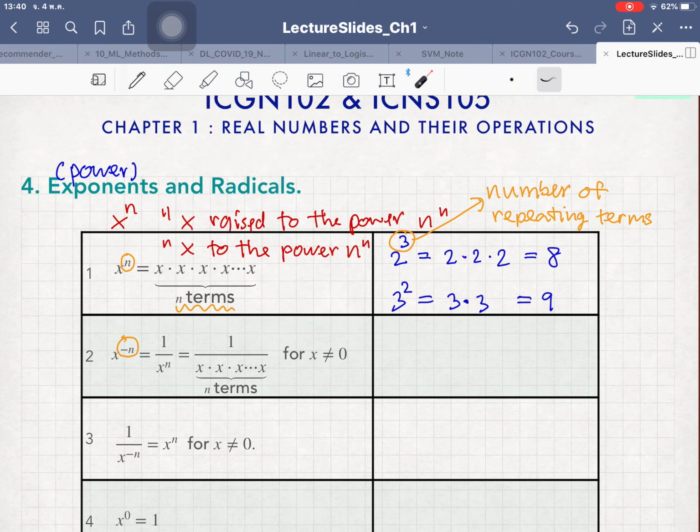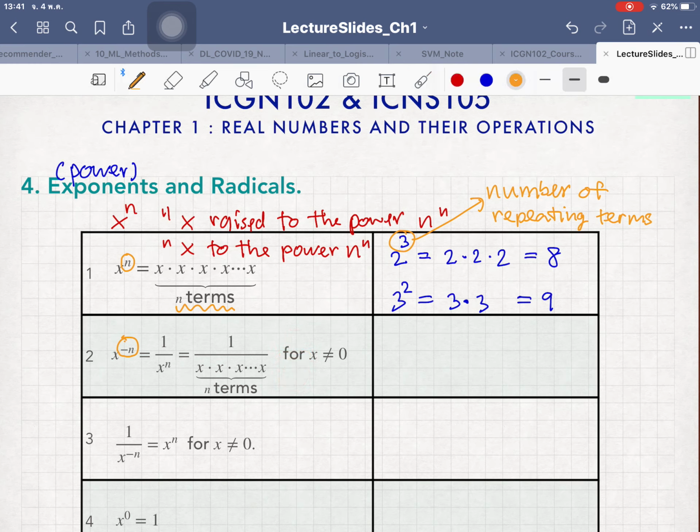In this case, x cannot be 0. Otherwise, the bottom term right here is going to be 0, and then you're going to have 1 over 0, which is undefined. So in this case, x cannot be 0.